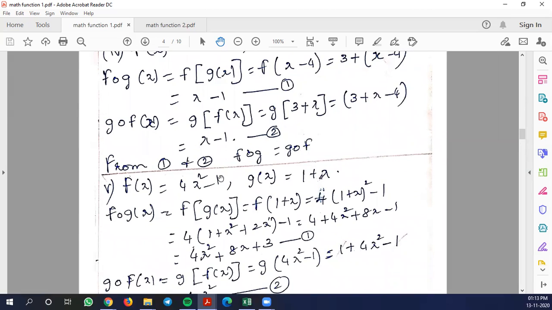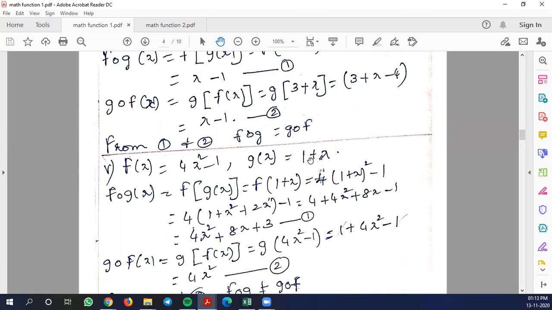The last sum, f of x equal to 4x square minus 1, g of x is 1 plus x. So f of g of x equal to f into, what is g of x? g of x is 1 plus x. Now this whole term is x now. What is f of x? It is 4x square minus 1. So 4 into, what is our x now? 1 plus x the whole square minus 1.